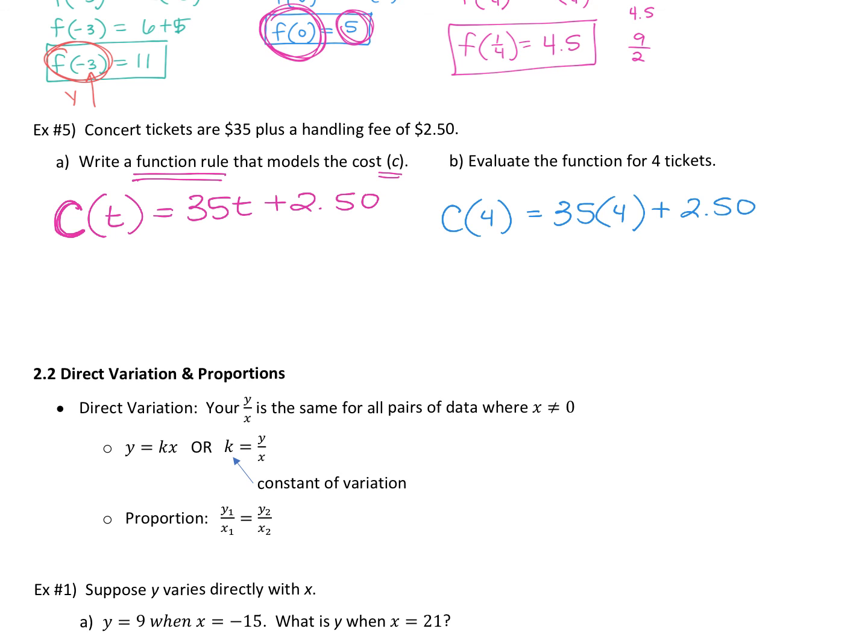And then you plug that into your calculator. C of 4 is, what does that come out to? 142.50. Okay, questions on that? Let's review. You've seen that before, right? Hopefully. Okay, that's it for today.